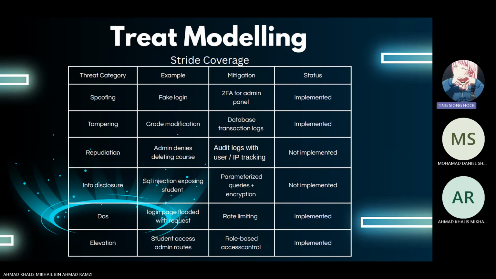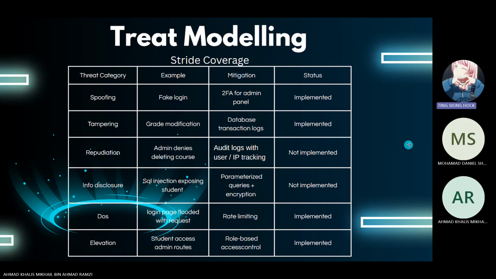For DoS, where the attacker floods the login page with requests, we mitigate this category of threat by limiting the rate of requests. The next one is elevation of privilege, where a student tries to access the admin routes, but it can be controlled using role-based access control.